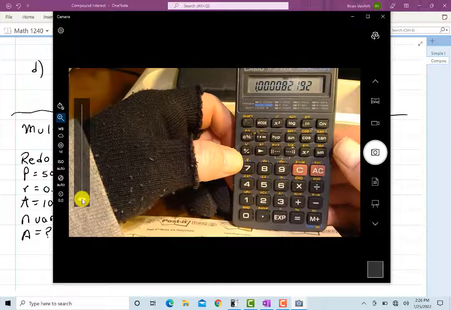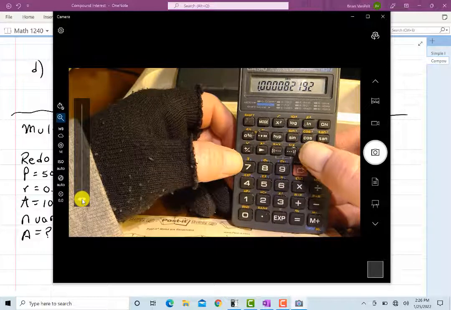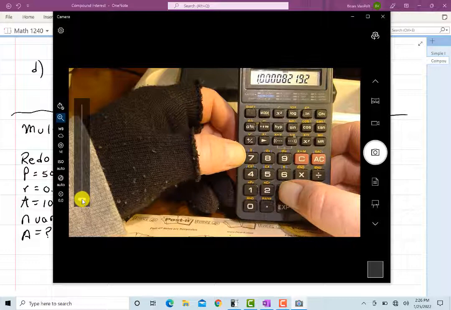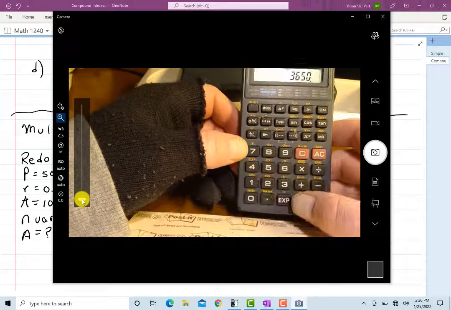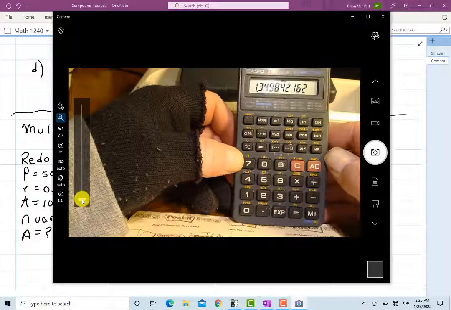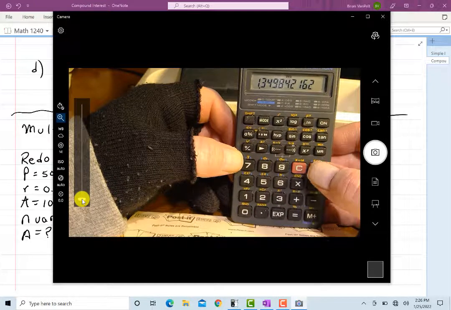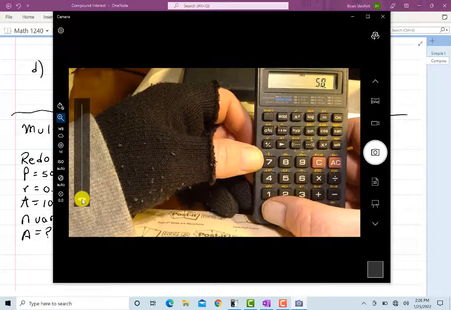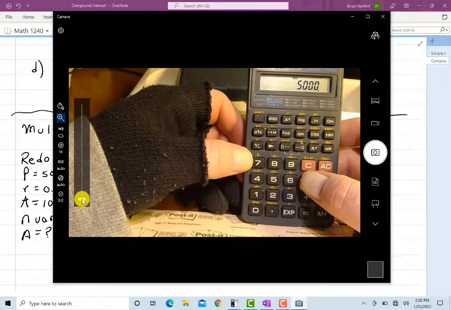Now I need to raise that to, n was 365, so you had 365 times 10, so that's 3,650. So I'll hit the x to the y, and then I'll put 3650, equals, and well, that does not look like what I should have had. I'm not going to have $1.35, so obviously I did something wrong. Let's try again. 5,000. It probably did not like the fact that I did not do the times.